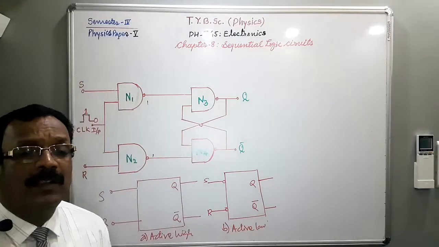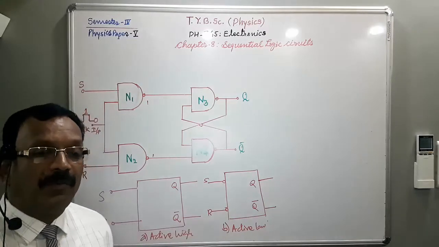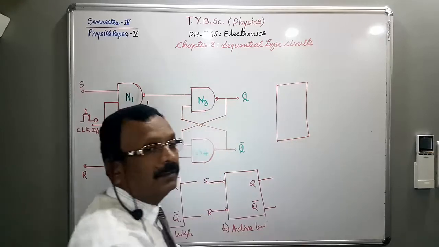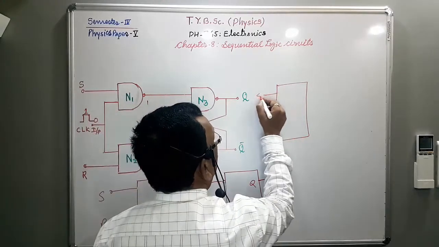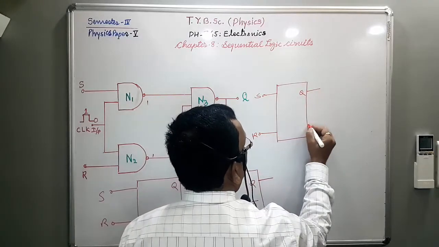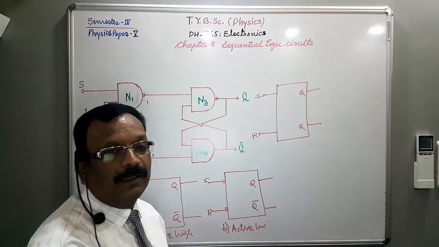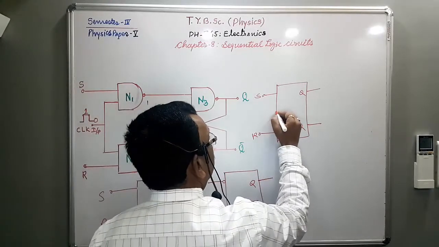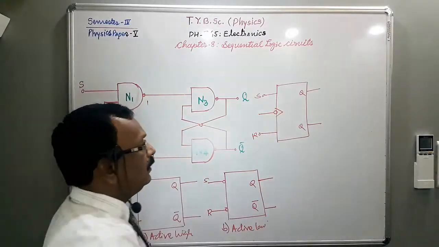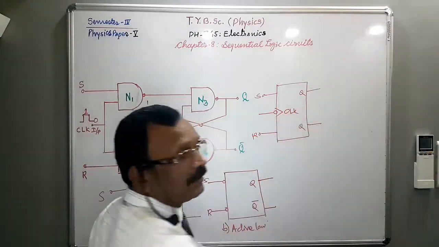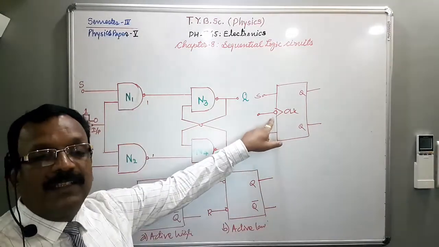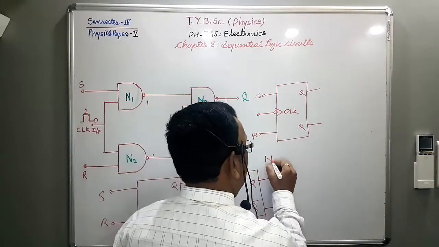Okay. Now the negative clock flip-flop. So suppose this is S, this is R, this is Q, and this is Q bar. And here we are going to apply a clock pulse like this. This is the clock pulse, CLK. So when we use the pulse like this, then this is a negative clock.